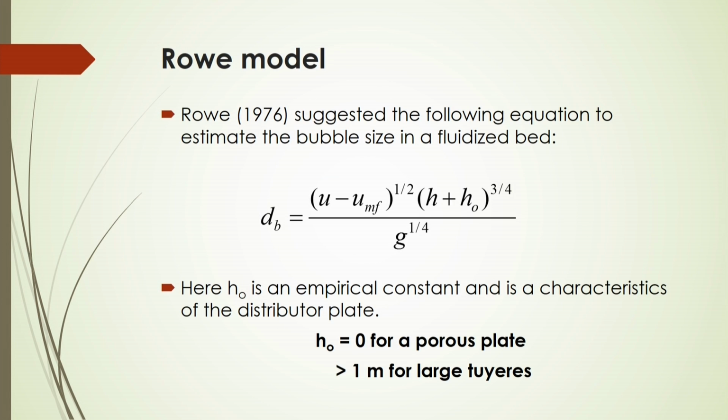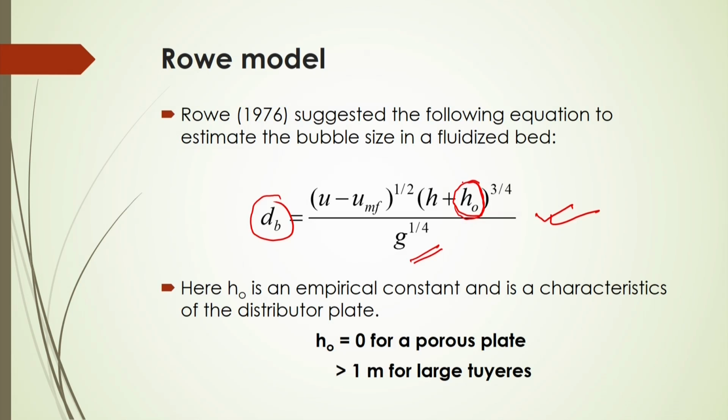Now, Rao et al., in 1976, also suggested the following equation to estimate the bubble size in the fluidized bed. They obtained that the bubble size is a function of the relative velocity as well as the height and the gravitational acceleration. Here one important parameter is an empirical constant, H0, inserted based on these correlations. Here dB is equal to u minus UMF to the power half, times H plus H0 to the power 3 by 5.